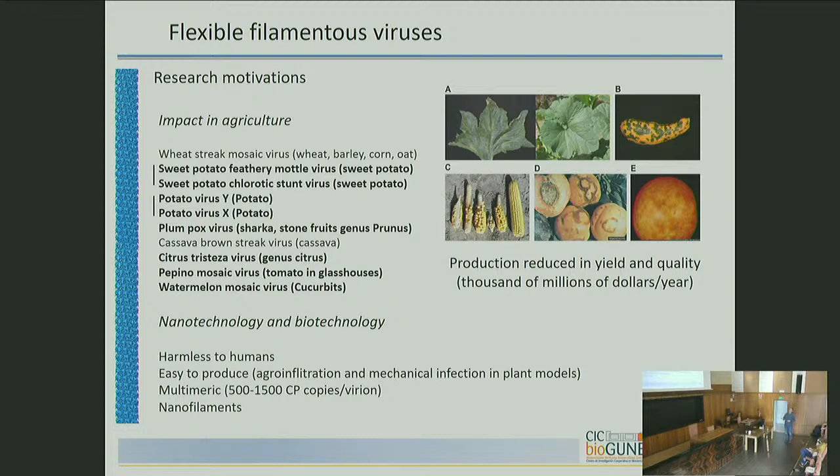Plum pox virus in citrus, they infect trees, which is a disaster because they kill the trees. And in some instances, for instance in Europe, in glass houses in tomato, pepino mosaic virus is always horrible. They produce this marbling, and you cannot market the fruits. And watermelon mosaic virus in the Mediterranean basin, at the level of cucurbits.